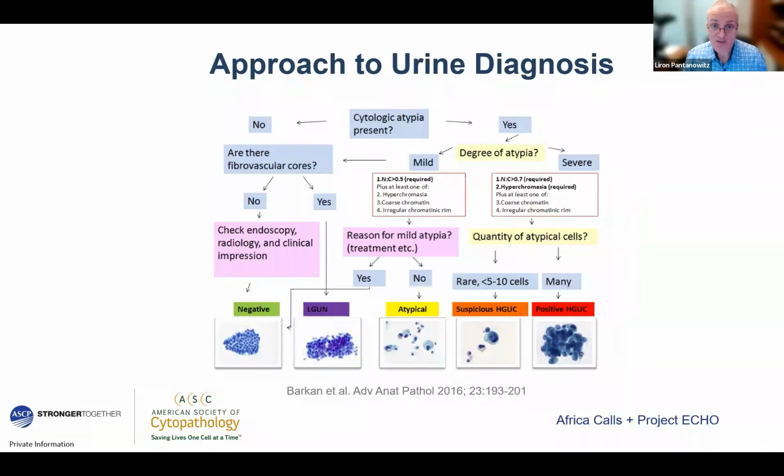For those of you who use The Paris System, you'll know that the approach to urine diagnosis is pretty helpful. But I'll point out that while many of the criteria we use in The Paris System are qualitative, like hyperchromasia and coarse chromatin, it does use quantitative criteria, like the NC ratio. They have cutoffs of 0.5 and 0.7, as you can see in the boxes. As a human, I'm not sure if I can tell the difference between 0.5 and 0.7 that well. And even counting abnormal cells, as you can see on the bottom right for atypical cells, The Paris System says if you have between 5 and 10 and they're rare, maybe just put that in suspicious, but don't call it positive yet. I'm not sure if I'm counting all the right cells to put the case in the right category. So these quantitative criteria make it difficult for humans to be very precise.